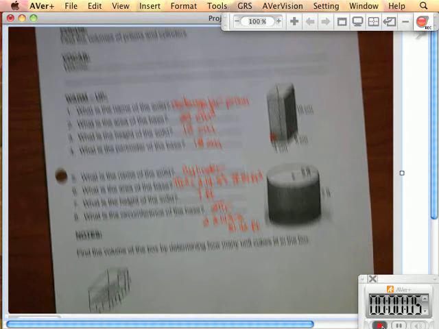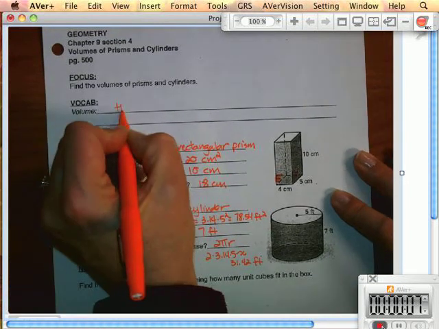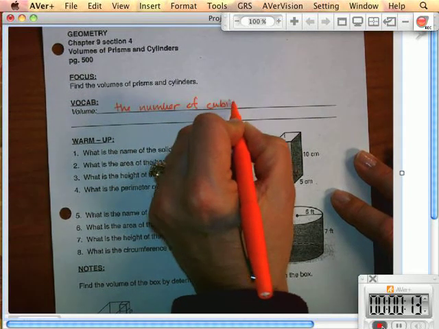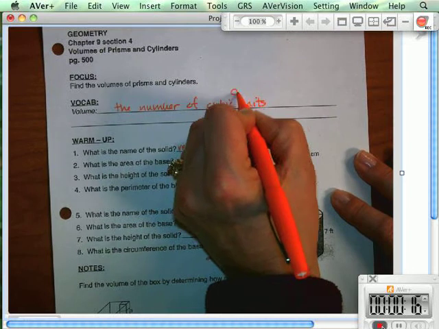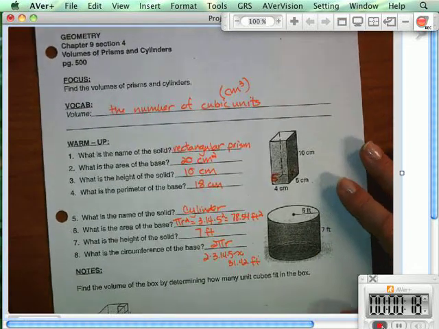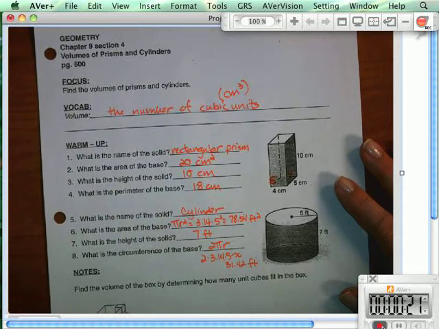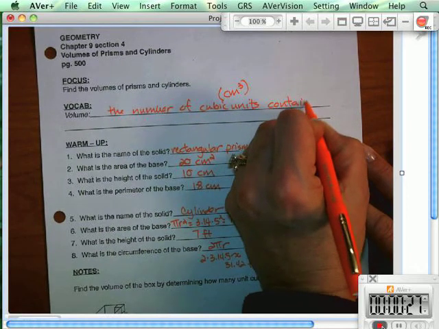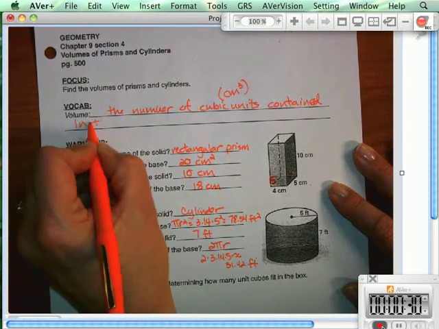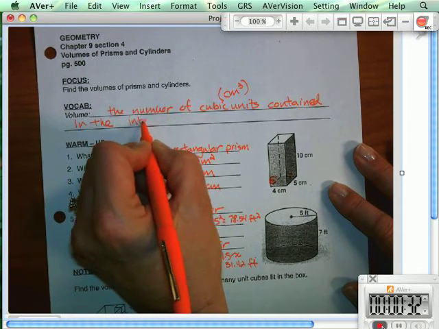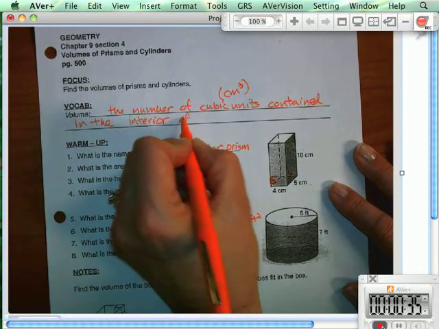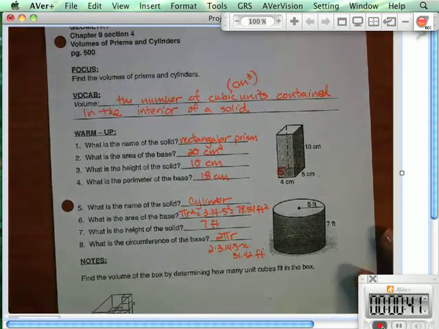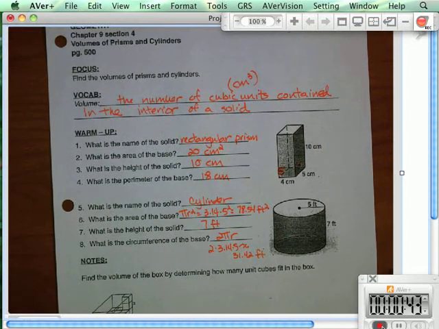All right, let's go up and define volume. It's the number of cubic units. And in the video you just watched, that was centimeters cubed. It could be something else. It could be meters or feet or whatever. But generally, especially in science, it's centimeters cubed. Contained in the interior of a solid. So it's the number of cubic units contained in the interior of a solid, just like we saw in the towers.